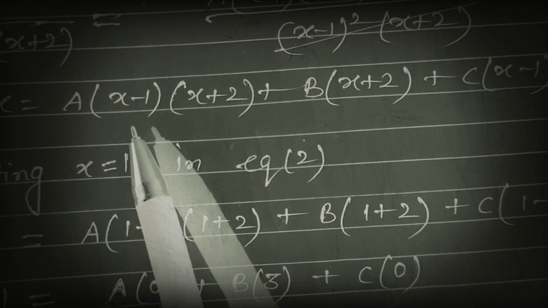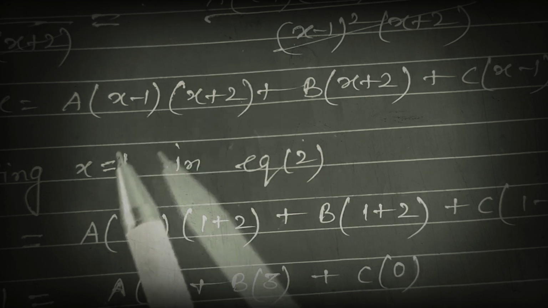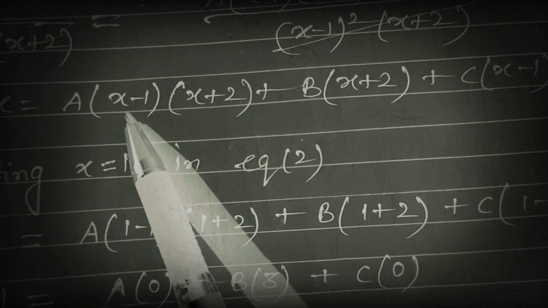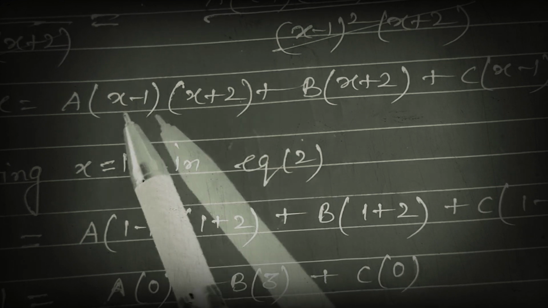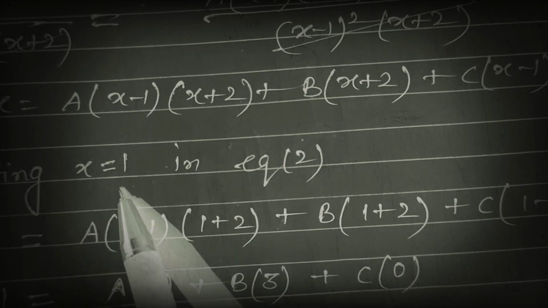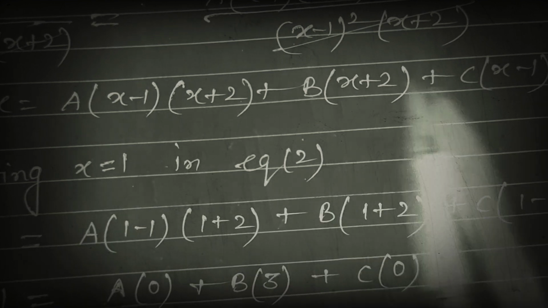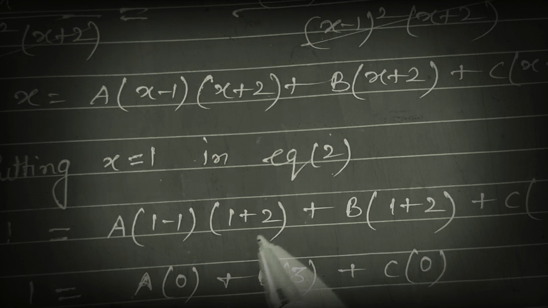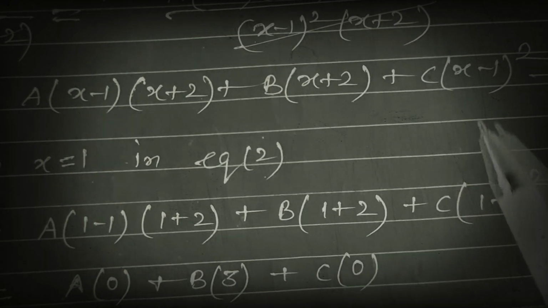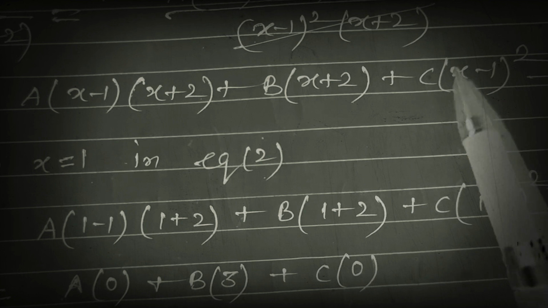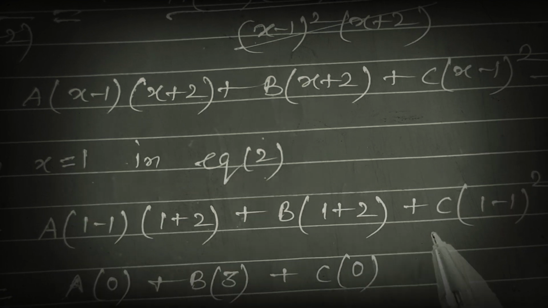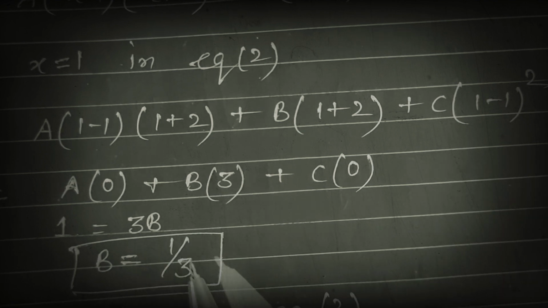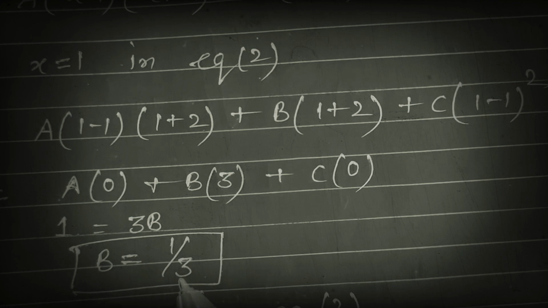Firstly we will take x is equal to 1, by making this 0. If we put the value of x as 1, this will become 0. So x minus 1 is equal to 0 means x is equal to 1. By putting x is equal to 1 in the second equation: a into 1 minus 1 into 1 plus 2 plus b into 1 plus 2 plus c into 1 minus 1 whole square. So this is 0, this is also 0. 0 into something is 0, 0 square is 0. We will get b here. B is equal to 1 by 3.